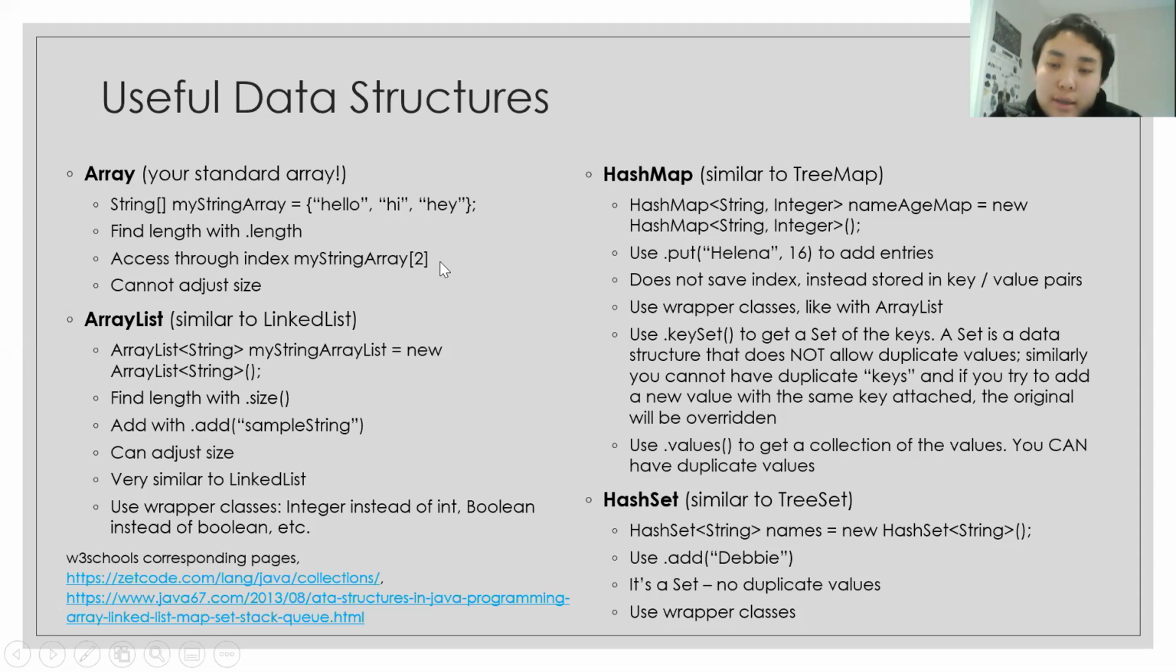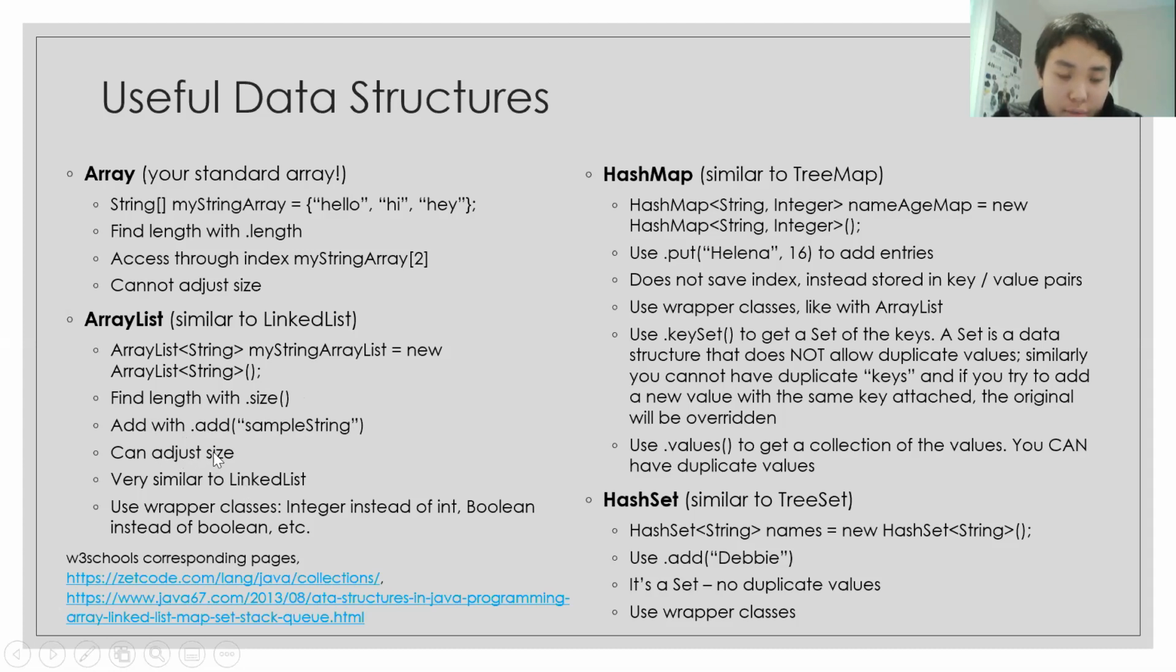You can access through indexes, and you can't adjust the size of the array, which is one of the biggest limitations of the array. An array list, which is very similar to a related data structure linked list, can be created in this kind of format. Array list string equals my array list new array list string. And there's some variation you can use in the formatting here, but that's the basic of it. You can find the length of an array list with dot size, note the parentheses, and you can add new strings with dot add while passing in your string parameter.